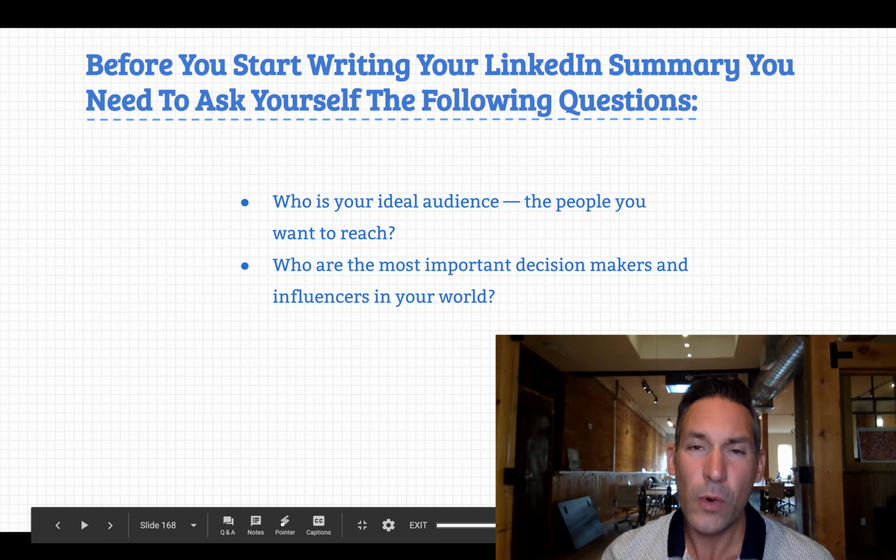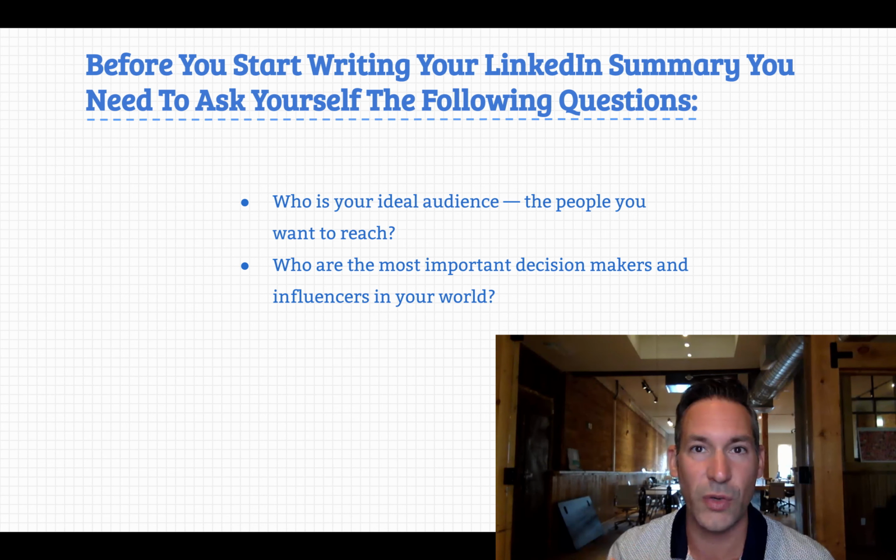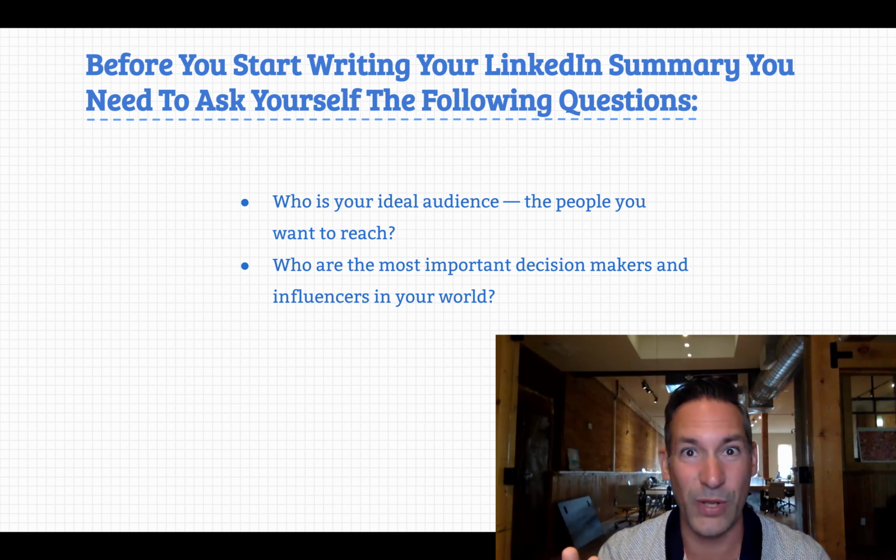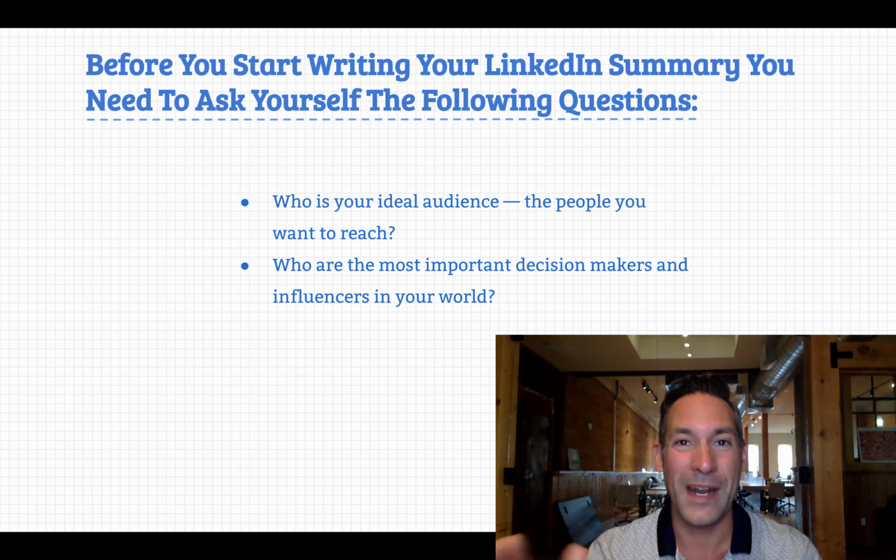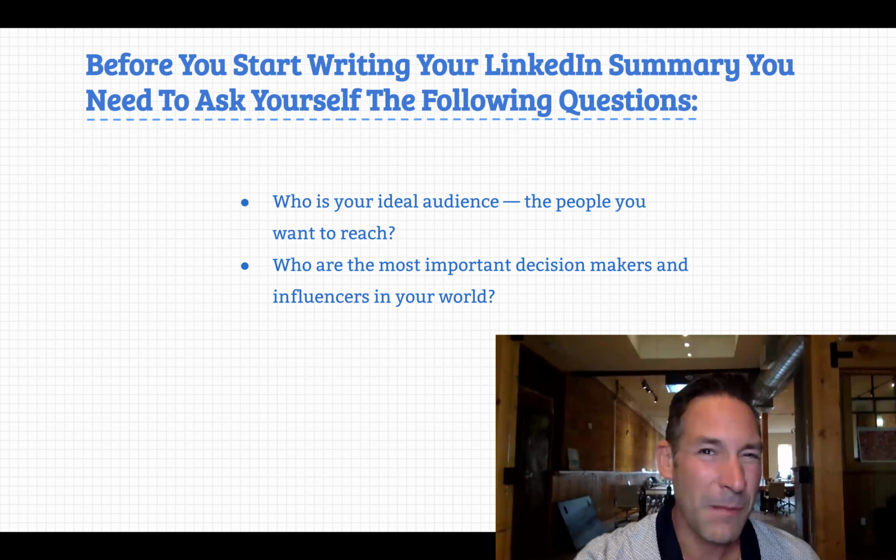Then you need to figure out who the most important decision makers and influencers in your world are. You want to keep these people in mind because you're going to write for them. Remember, it's just as important to repel as it is to attract. You want to get rid of all the people that you really don't want to be associated with and attract all the right people. So keep that in mind, that's important.